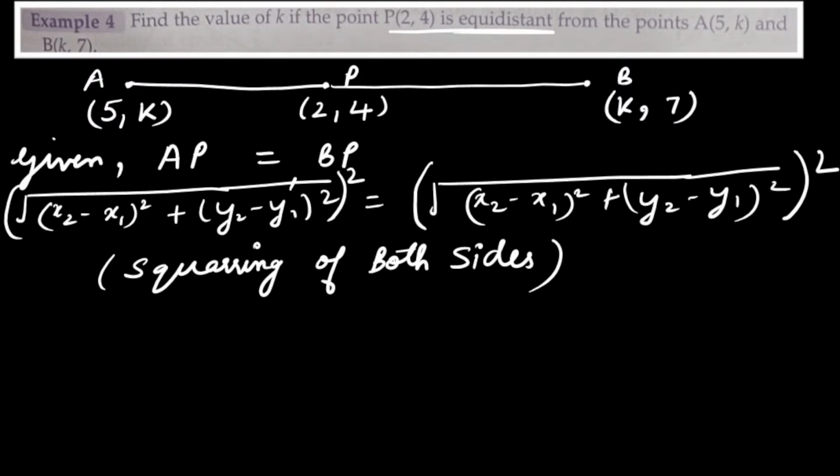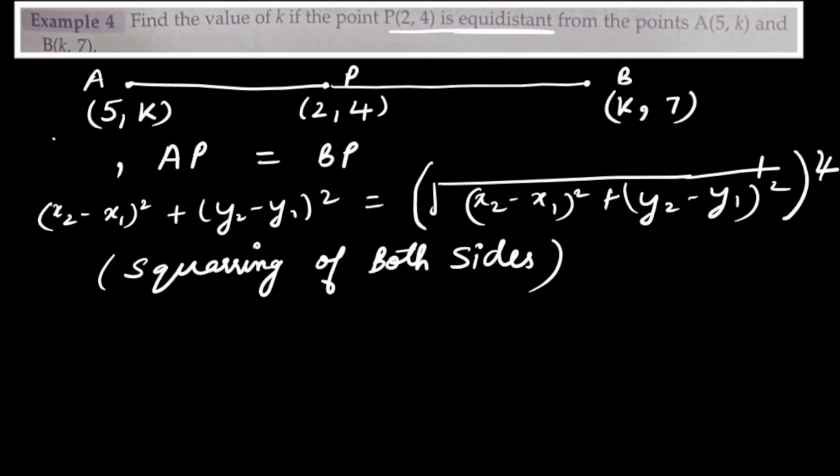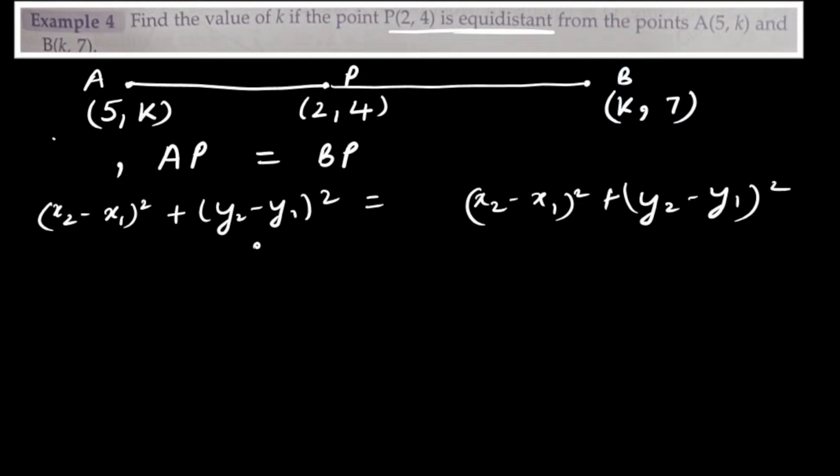Here the root and square will get cancelled, and on this side also the root and square will get cancelled. So basically I am only left with this part. I am removing this here because I have less space. I hope you have made a note. So I'll be left with this thing. After squaring both sides, the square root won't be there.